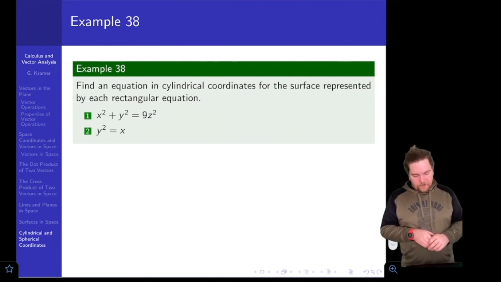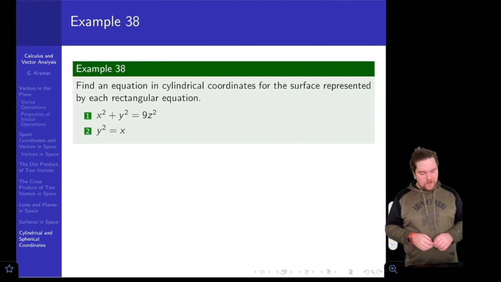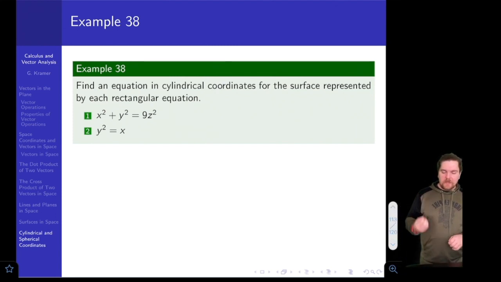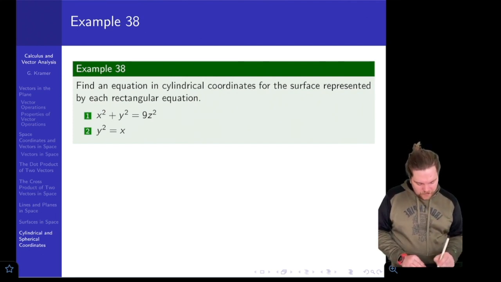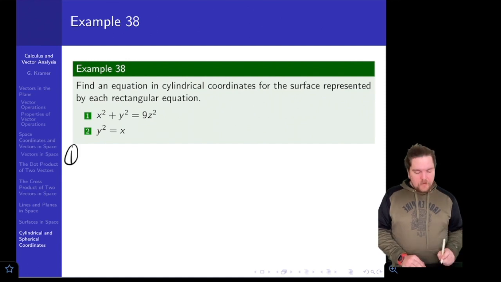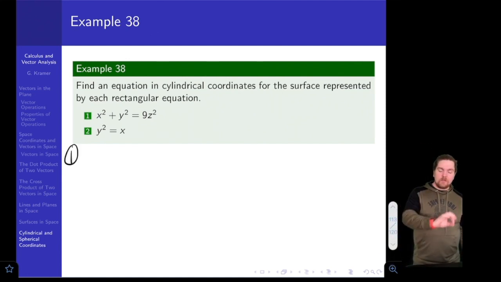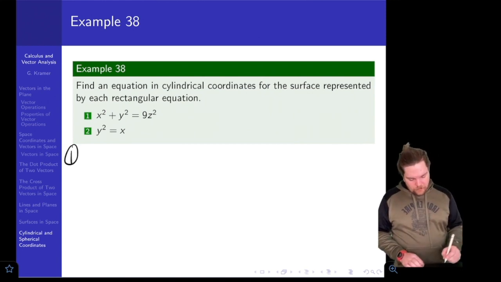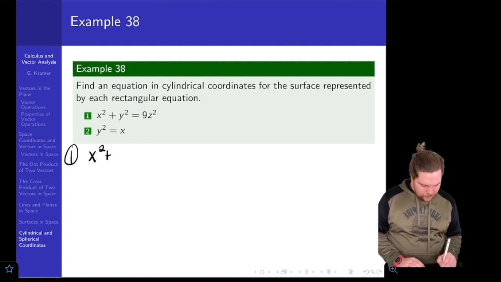So in example 38, we're asked to find an equation in cylindrical coordinates for the surface represented by each of the two equations. So we have x squared plus y squared equals 9z squared, and then we have y squared equals x. So let's go ahead and start with this first one. If we're trying to convert from rectangular to cylindrical, the first thing that I'm going to note here is that r squared is equal to x squared plus y squared, or r is the square root of x squared plus y squared. So by observing that, I know that I can replace this x squared plus y squared with an r squared.